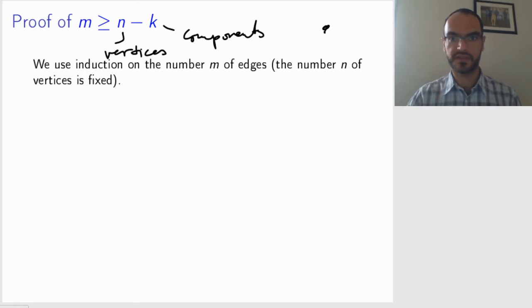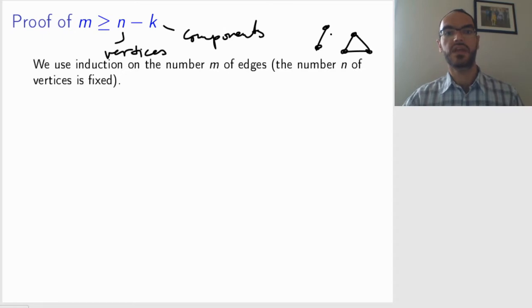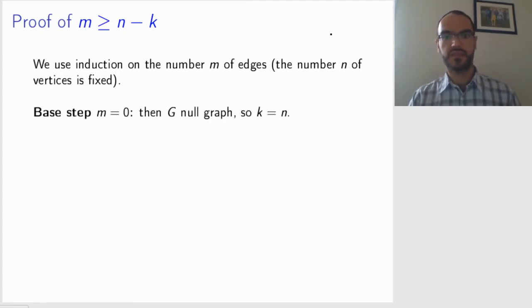So for example, this graph has n equals 5 and k equals 2 because it has 2 components. So let's use induction on the number of edges. We fix the number of vertices and we look at the number of edges. The base step is a graph where we have no edges. So we want to prove that for a graph with n vertices and no edges, the number of edges satisfies this inequality.